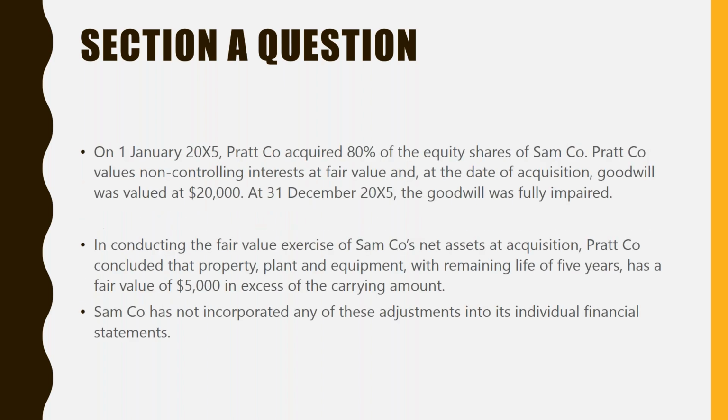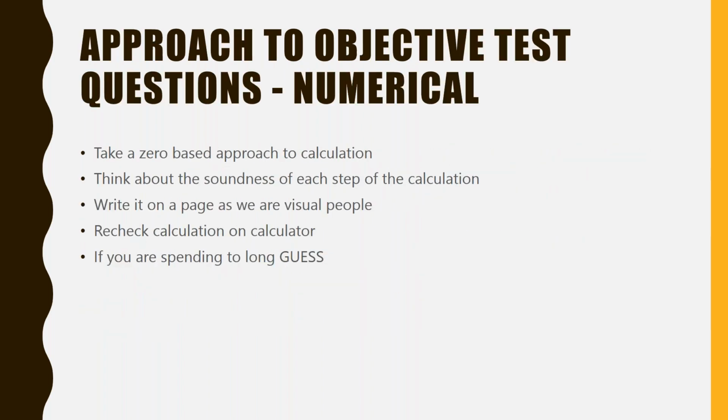So that is why I said take a zero-based approach to the calculation, right? Just take the numbers and work out what they say. Think about the soundness of each step. Okay, so we got the additional depreciation. We understand the impairment, but what they want is a group share. So therefore, I have to take 80% of that.